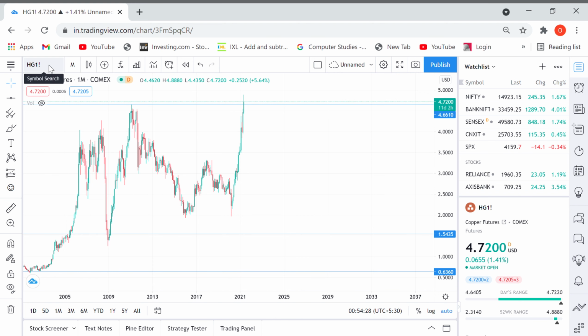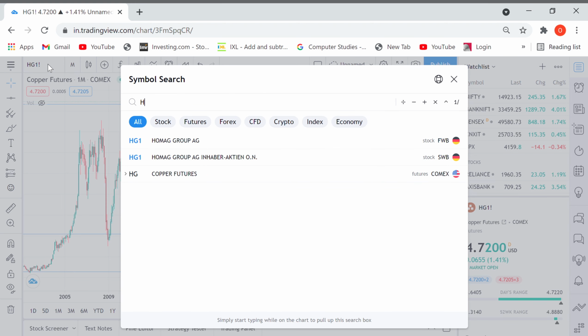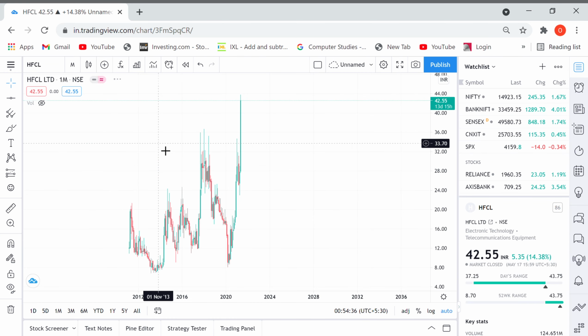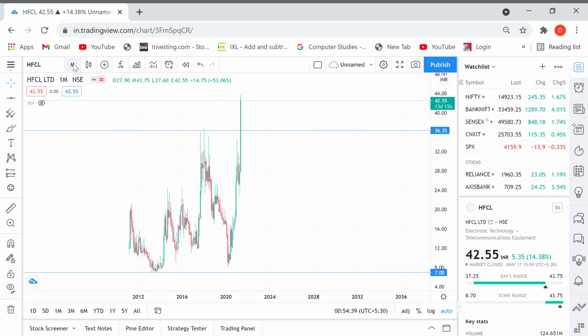Okay, now let me consider one more share which I recently traded, HMCL. Now I will give you the reasons why I have traded it. Okay, now you see I have marked a lifetime high for this share, which was at around 36.3. So once it crossed this 36.3, you can see the rocket move which it has given. Directly from 36.35, it has moved to 42.5, and today it touched almost 44.